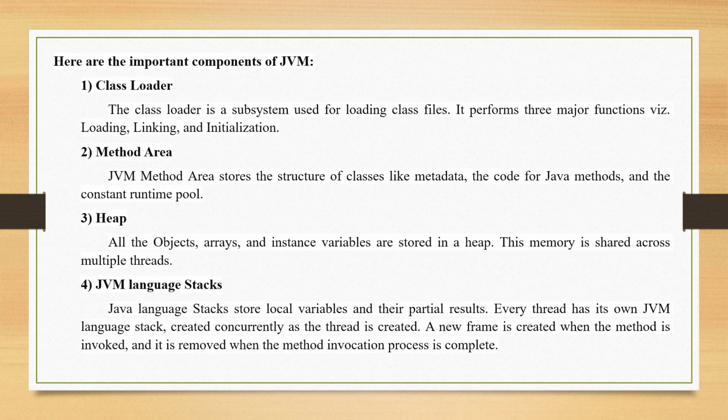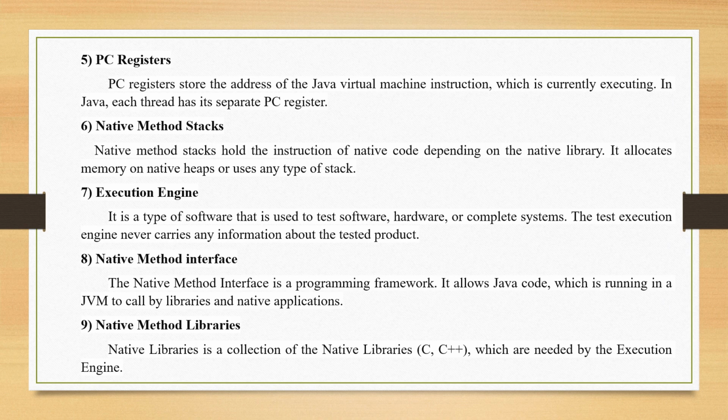Then JVM language stack or local variable stack stores the local variables and the partial results. Every thread has its own JVM language stack, created concurrently as a thread is created. A new frame is created when a method is invoked and it is removed when the method invocation process is completed. We'll see about them one by one briefly, day by day. Then we will see what is PC register, which stores the address of the JVM. The native method stack holds the instruction of native code depending on the native library. It allocates the memory of native heaps or uses any type of stack.